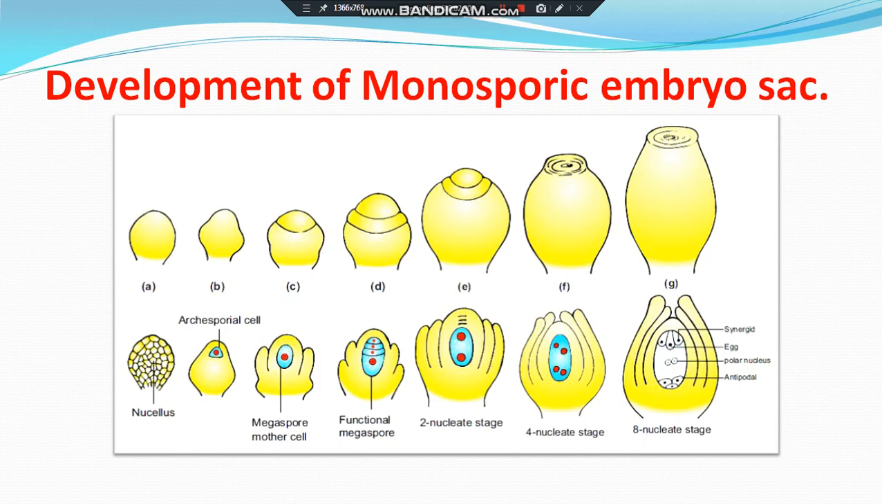1 megaspore further divides into 2 nuclear stage. And in the sixth diagram, 2 nucleate stage further divides into 4 nuclear stage, and 4 nuclear stage further divides into 8 nuclear stage. This is a fully matured embryo sac.